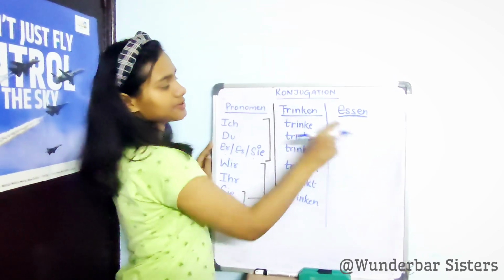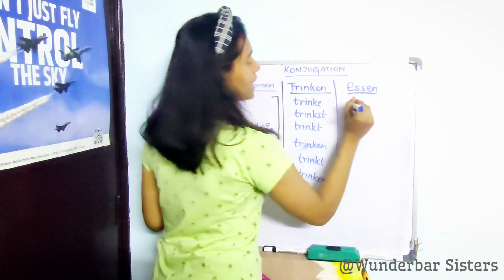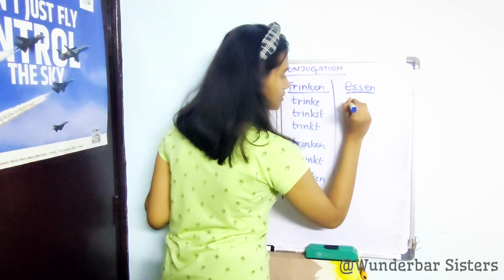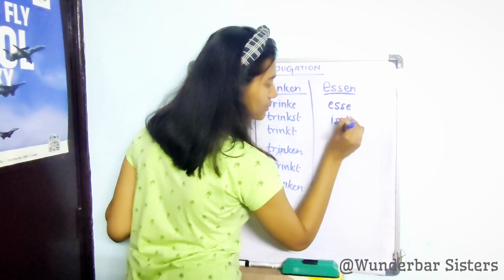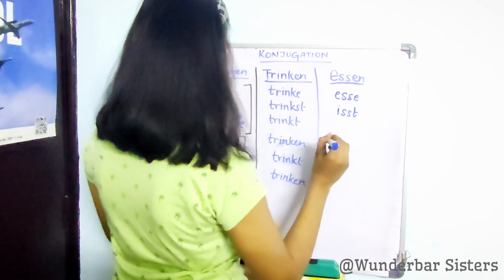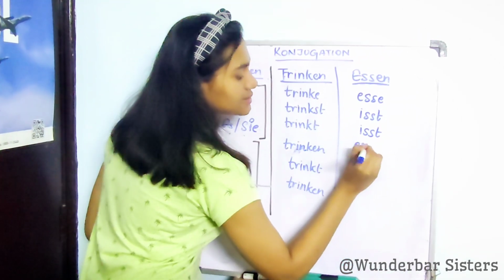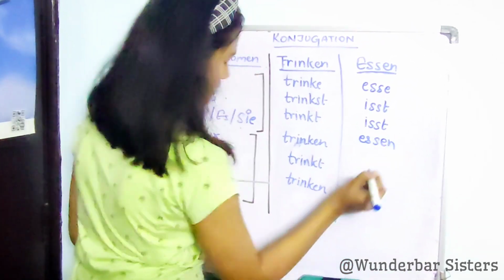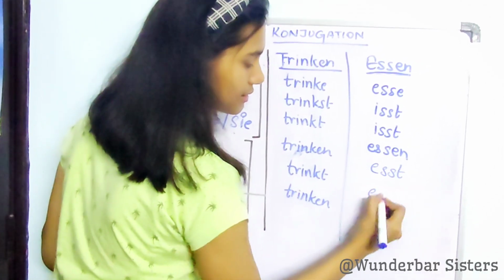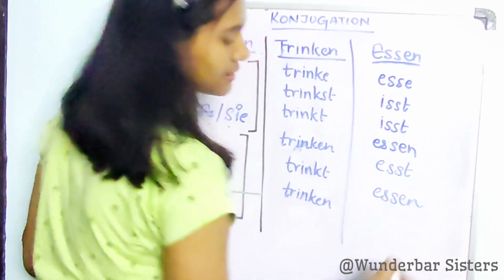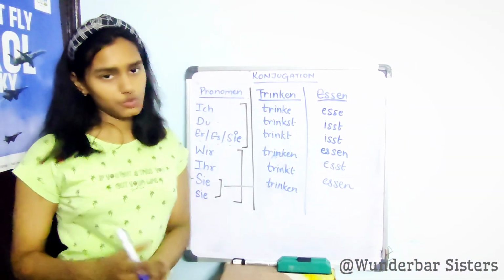Okay, now let's go to the next verb, which is essen. So essen is an irregular verb, which means it has a different conjugation. So it would become ich esse, du isst, sie es isst, and then wir essen, ihr esst, sie essen. So this is the conjugation for these two verbs.